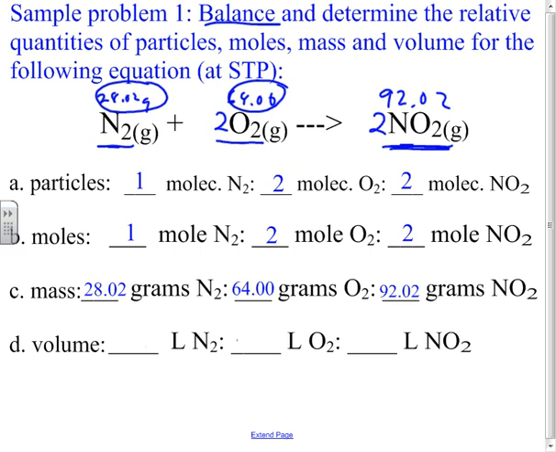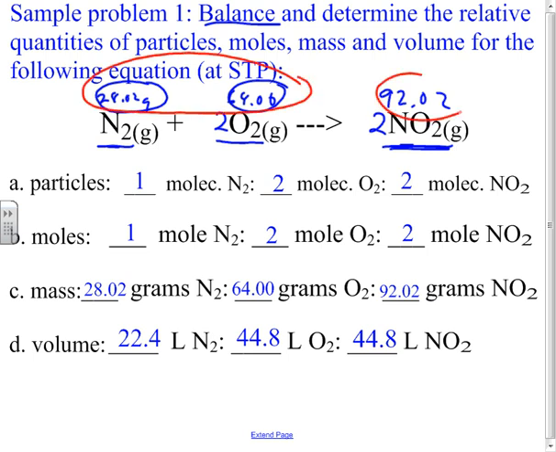And for volume, 1 mole is 22.4 liters. So if we have 1 mole of nitrogen, that's going to be 22.4. 2 moles of oxygen is going to be 44.8. And 2 moles of nitrogen dioxide is also going to be 44.8 liters. And so there is a law of conservation of mass. The mass of the reactants must equal the mass of the products, but there is not a law of conservation of volume. The volume of the products does not have to equal the volume of the reactants.